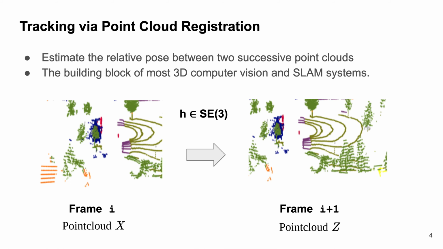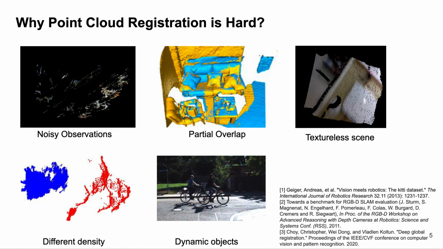Especially, we are interested in the point cloud registration problem, which is the building block of many 3D computer vision and SLAM systems. The point cloud registration problem estimates the relative pose between two successive point clouds. It is a hard problem because the observations could be pretty noisy. The two point clouds might just partially overlap. The scene is textureless. There might be different densities of the observations, and there might be some dynamic objects in the scene.